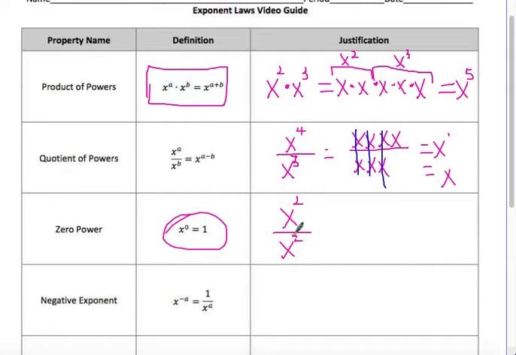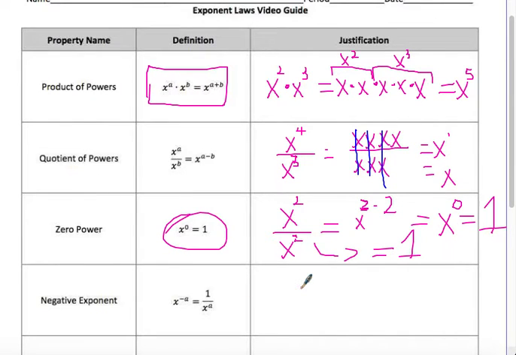Well, we know from the previous example that this would be x to the power of 2 minus 2. So that's x to the 0. And we can also see x squared divided by x squared is a number divided by itself, so that should also equal 1. So that means that x to the 0 is going to equal 1. So having an exponent of 0 is equivalent to dividing a number by itself.